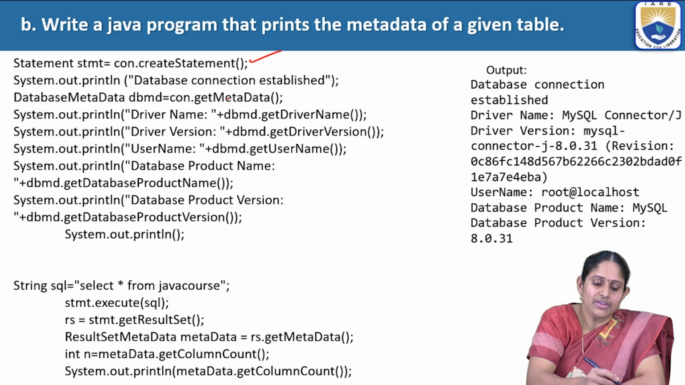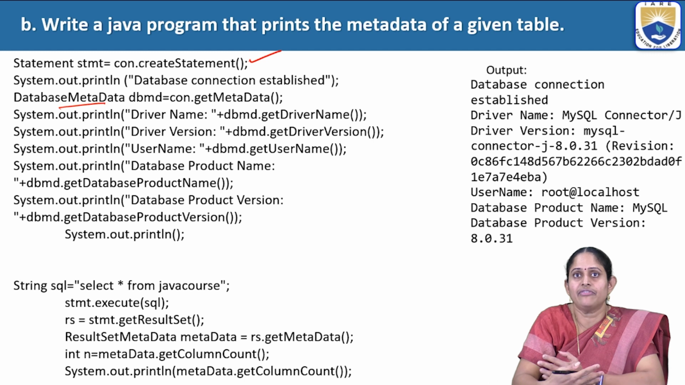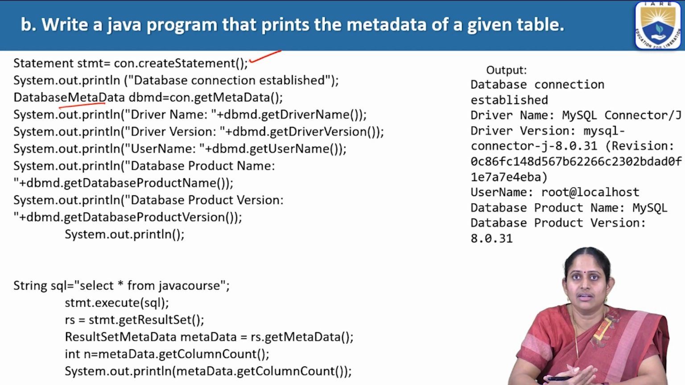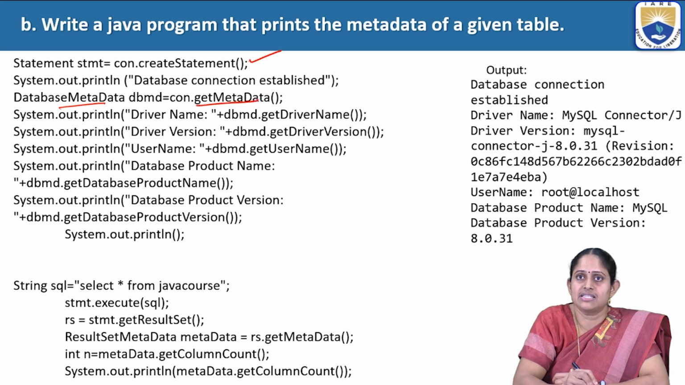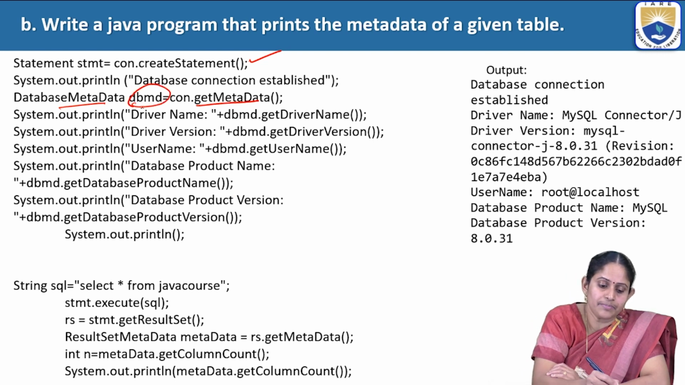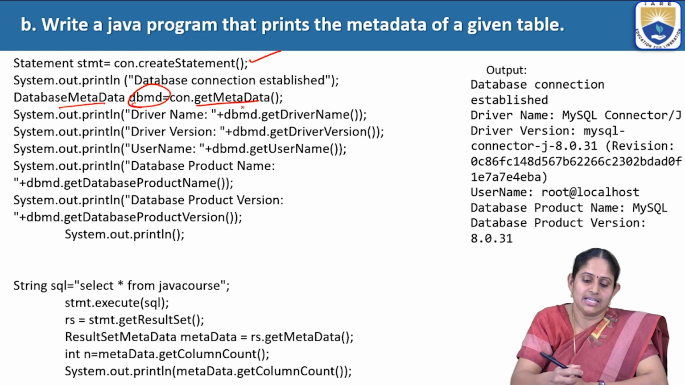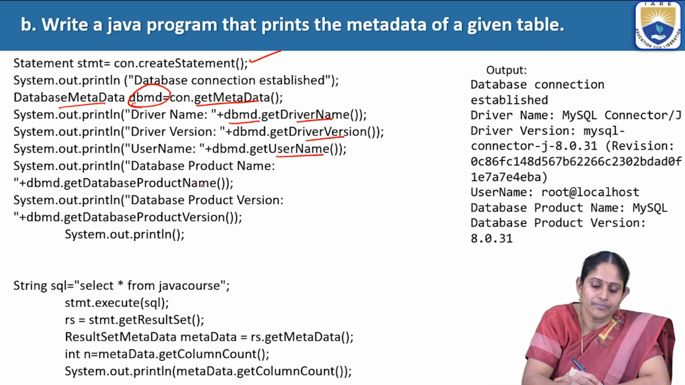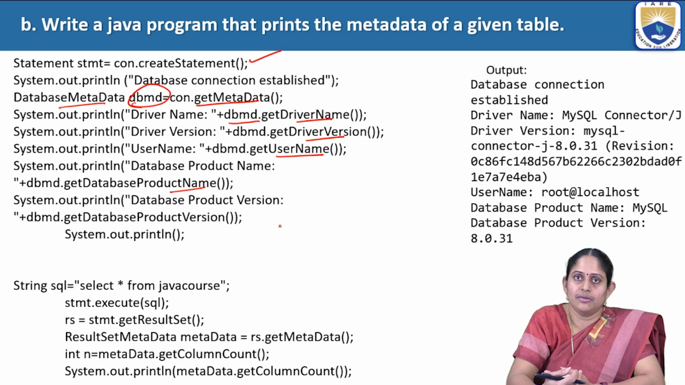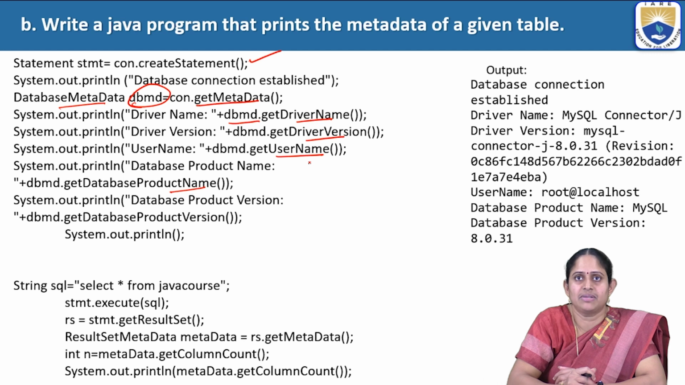Now in our program, we are making use of the DatabaseMetaData interface, which will give overall details about the database. So we make use of the getMetaData method to collect all those details. Into this interface reference variable, we get those details. Using that, we retrieve the driver name, the driver version, the username, and the database product name. These are some of the methods available inside the DatabaseMetaData interface.